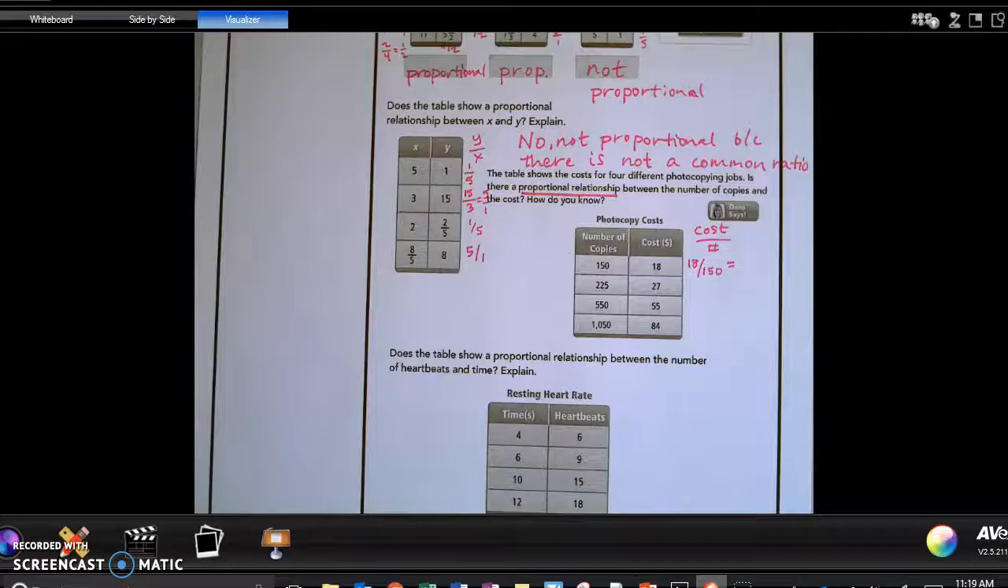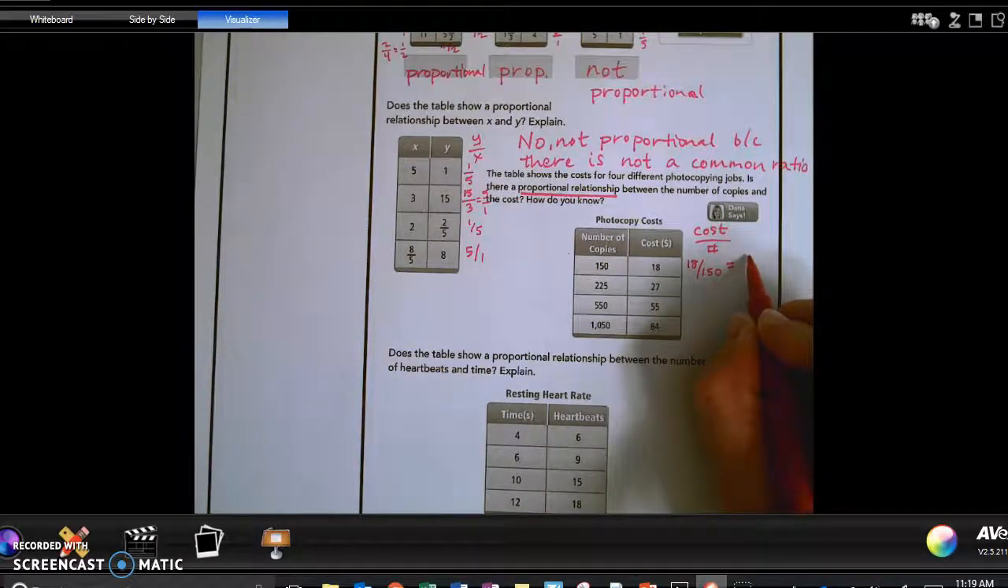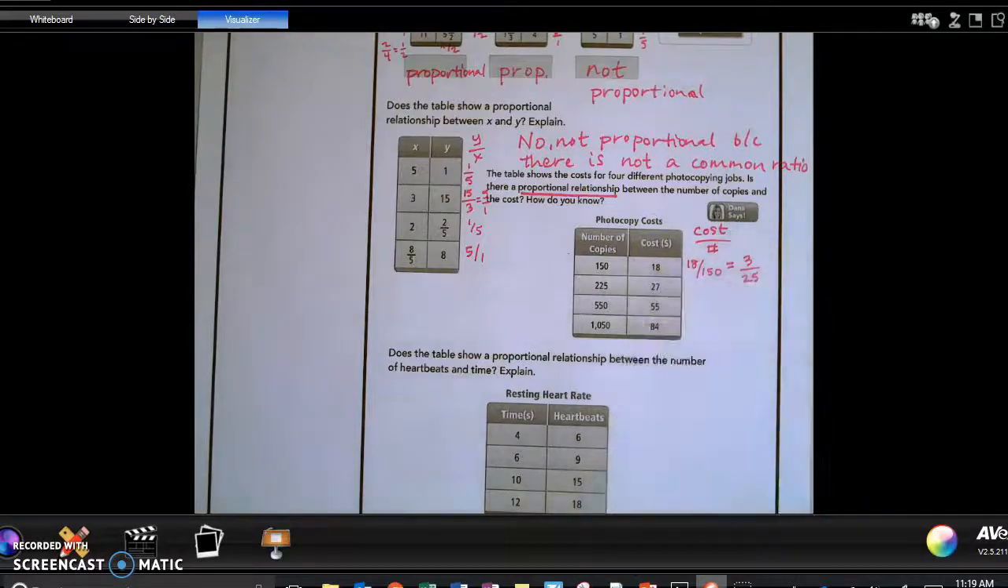So if I take 150 and 18 each divided by 6, then I can reduce this to lowest terms. So 18 divided by 6 is 3. 150 divided by 6 is 25. So that is my ratio in lowest terms.